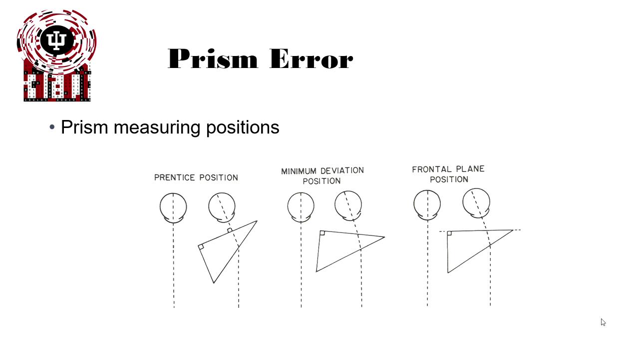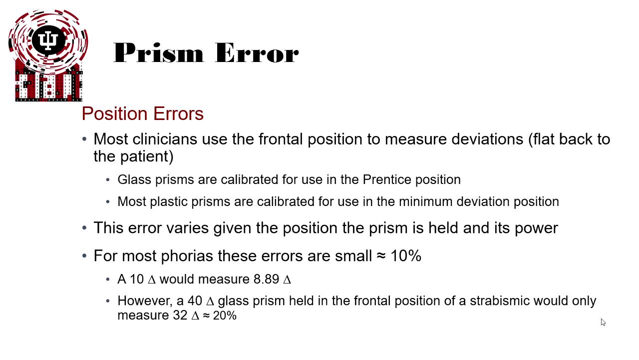There's Prentice's position, where the prism is angled slightly off from the face, from the eyes. There's the minimum deviation position, where it's angled in the opposite direction. And then there's the frontal plane position, where the back surface is front to the eye. Most clinicians use the frontal position to measure the deviations, where the back surface is flat against the eye.